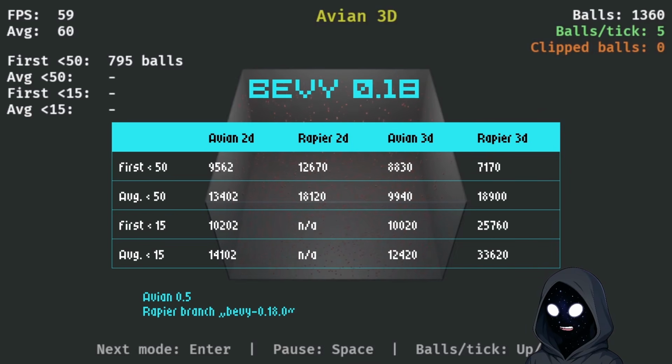Avian 3D also improved greatly with 8,800 balls for the first below 50, around 10,000 for average below 50 and first below 15. Average below 15 was reached at 12.4k.